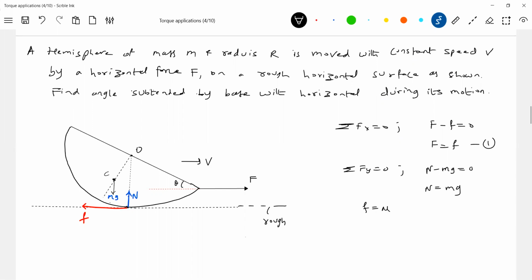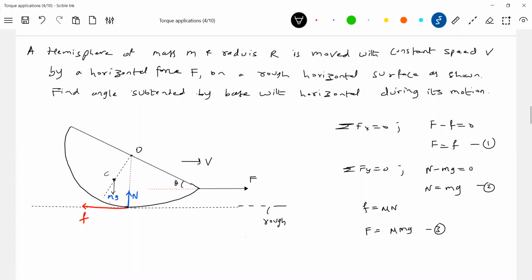Then for friction, f equal to mu N. Small f is equal to capital F, and N is mg. So this is equation 2, and this is equation 3. Okay, let's talk about which point, so that the problem will become very easy.